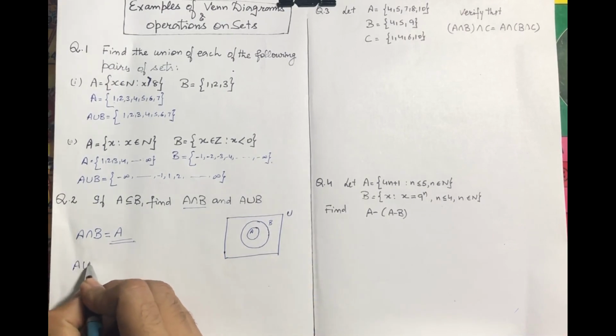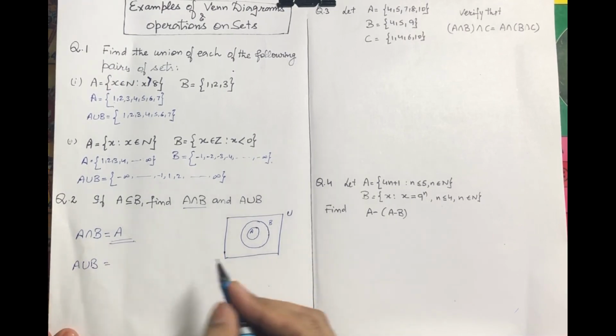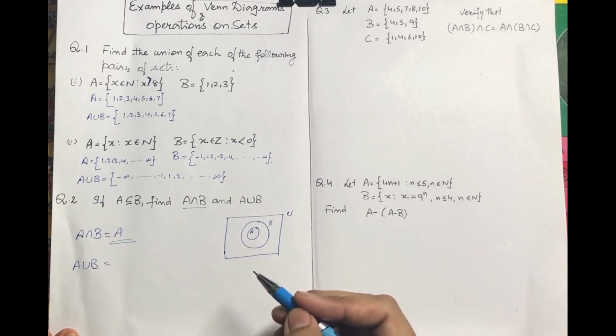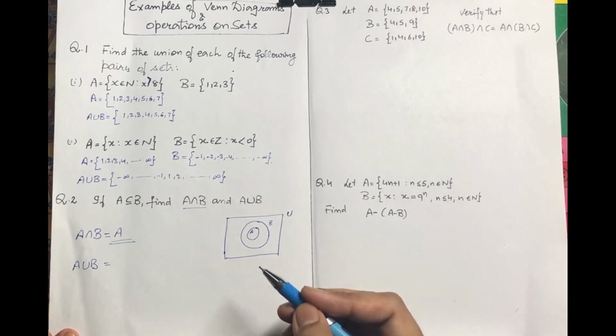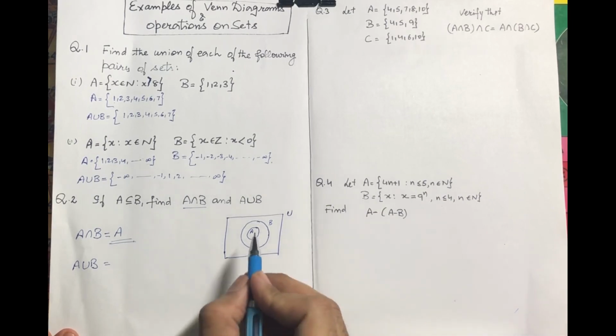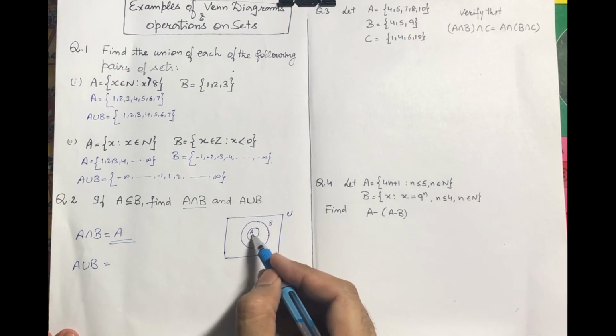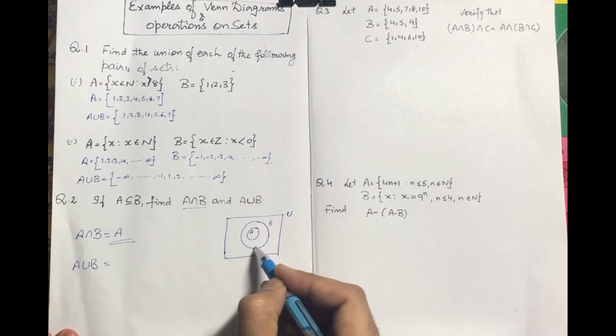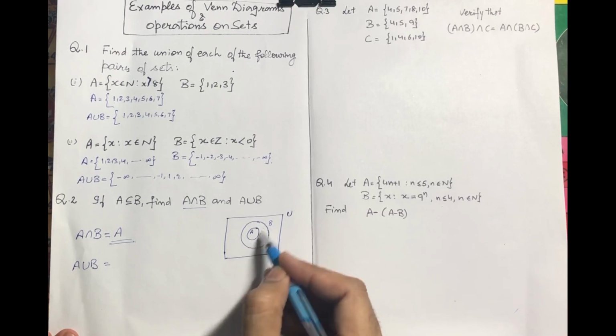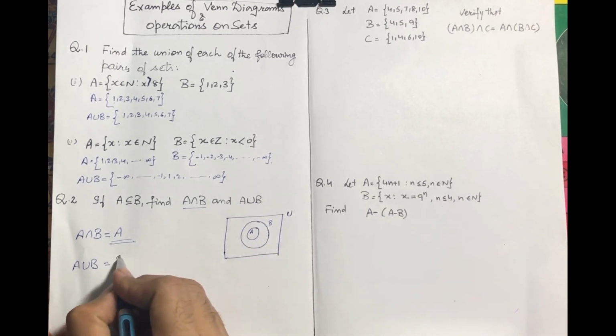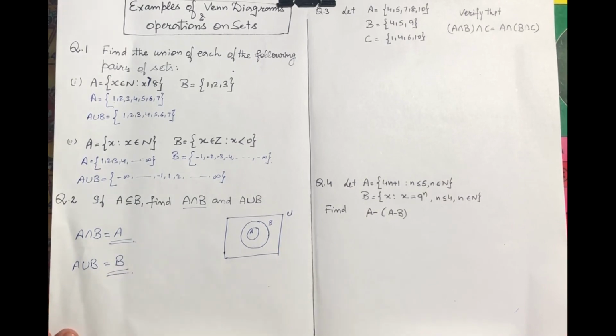Now A union B. As per definition, elements of A, elements of B and the common elements are represented only once. So what is the union then? You see, A is contained in B, so we get these elements and all these elements. So whole of the B is in the union, so union is B.